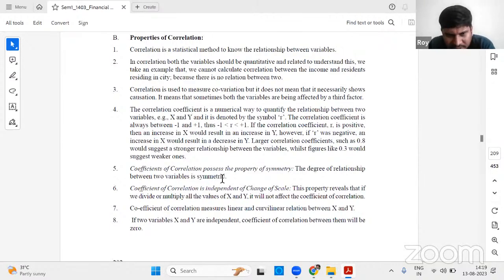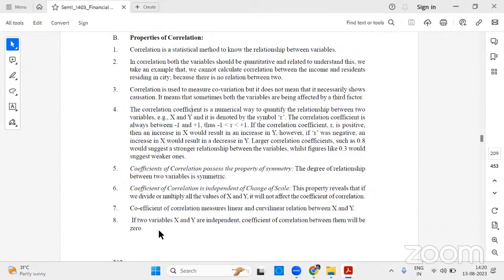Next one, the coefficient of correlation measures linear relationship between x and y, whether positive linear or negative linear. If two variables are independent, the coefficient of correlation between them will be 0. If you calculate the coefficient of correlation and get 0, what does it mean? There is no relationship at all. You have values of heights, you have values of weights. 0 means there is no dependency between both variables.